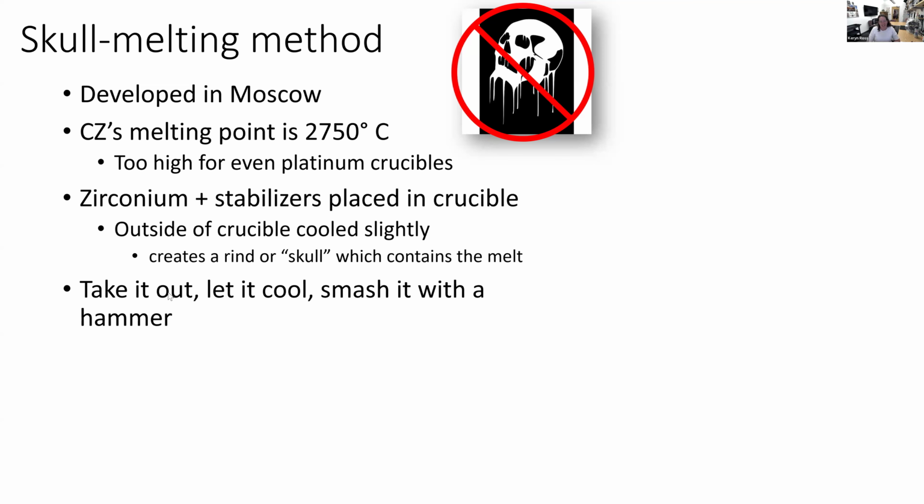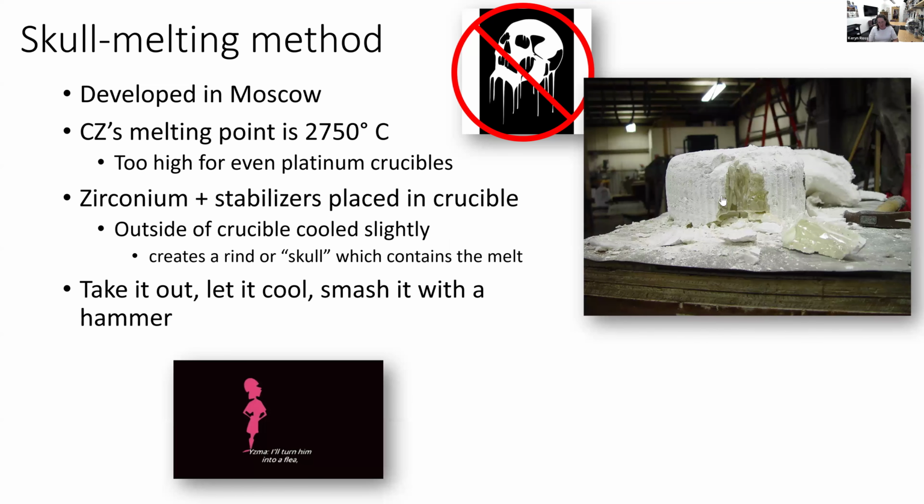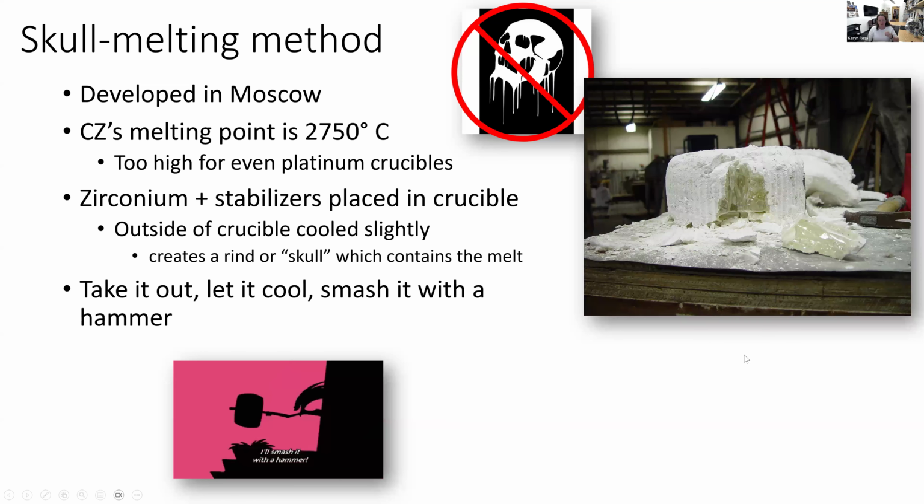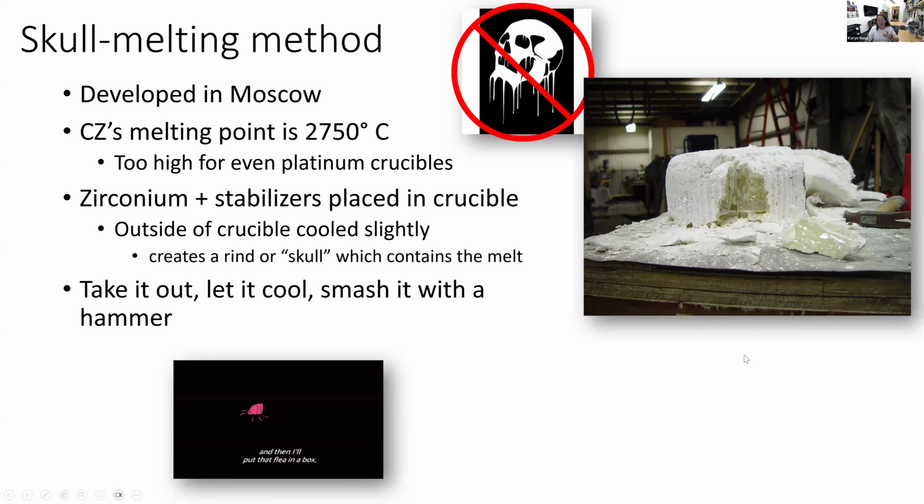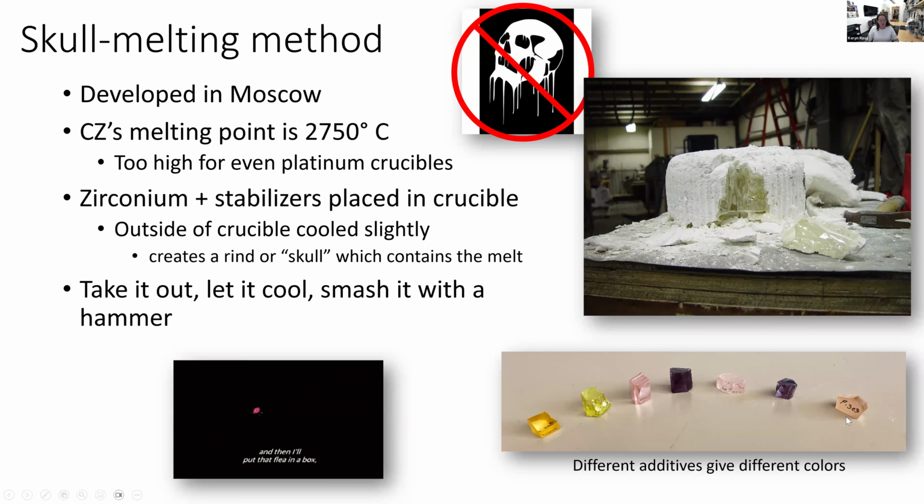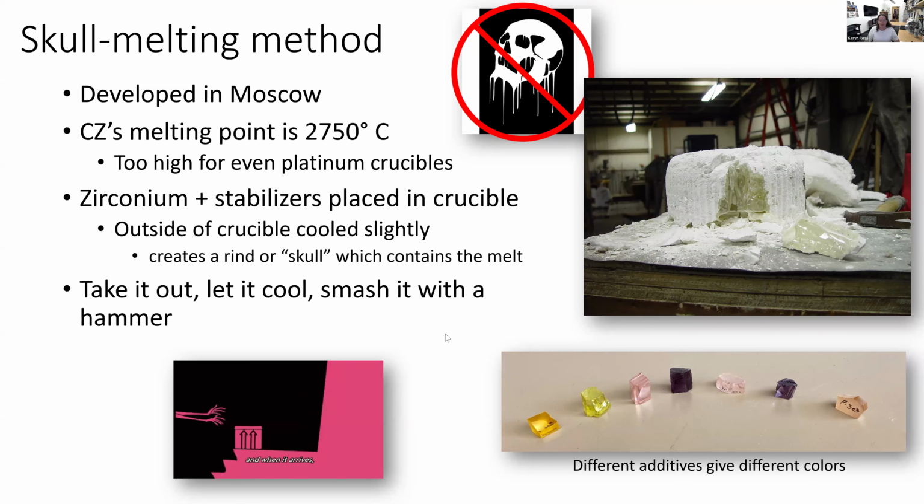So then you let it get really, really hot. You take it out, you let it cool, and then you smash it with a hammer, just like Yzma. And what you end up with is pieces of cubic zirconia. I've had students tell me that this looks like brie cheese, and it sort of does. So it's forbidden brie. And depending on what additives you put into it, you can have all different types of colors. So cubic zirconia is awesome, just not as durable.